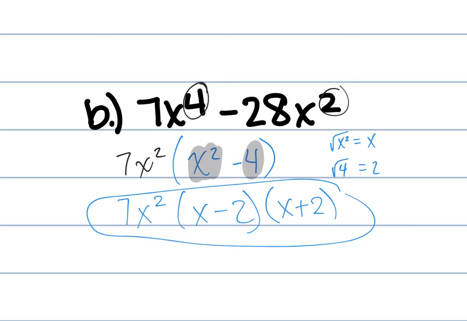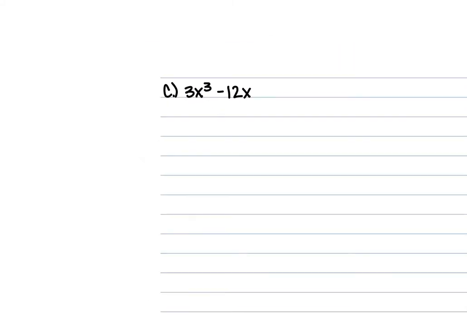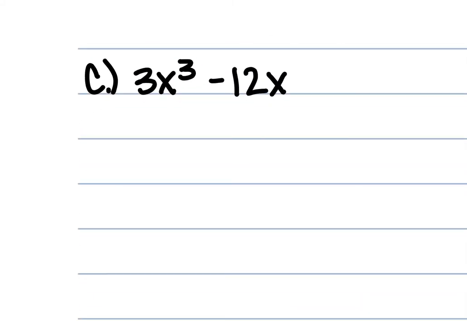Yes? Questions? All right, let's do C. Wait, and that's it? That's the answer? Yep, that was the answer. It should have been 7x squared, x minus 2, x plus 2. All right, C.